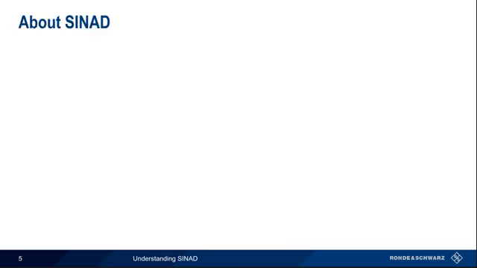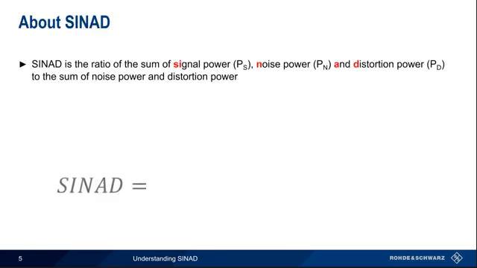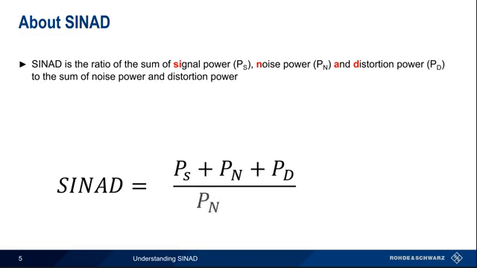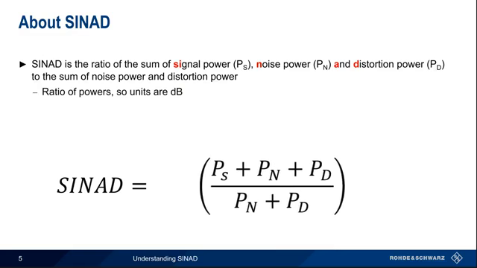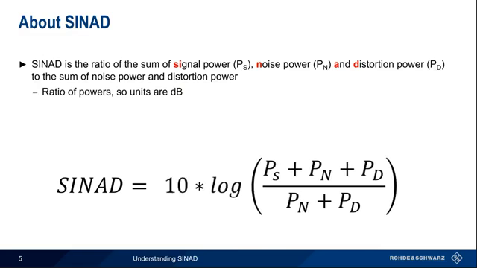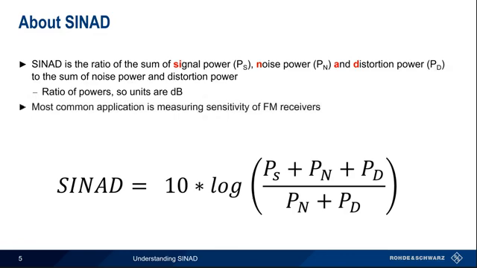Sinad gets its name from the three components that it measures. It's the ratio of the sum of signal power, noise power, and distortion power to the sum of noise power and distortion power. Because it's a ratio of powers, sinad is expressed in units of dB. The most common application for sinad in the radio frequency world is measuring the sensitivity of FM receivers, but sinad can also be used for measuring AM or single sideband sensitivity as well.